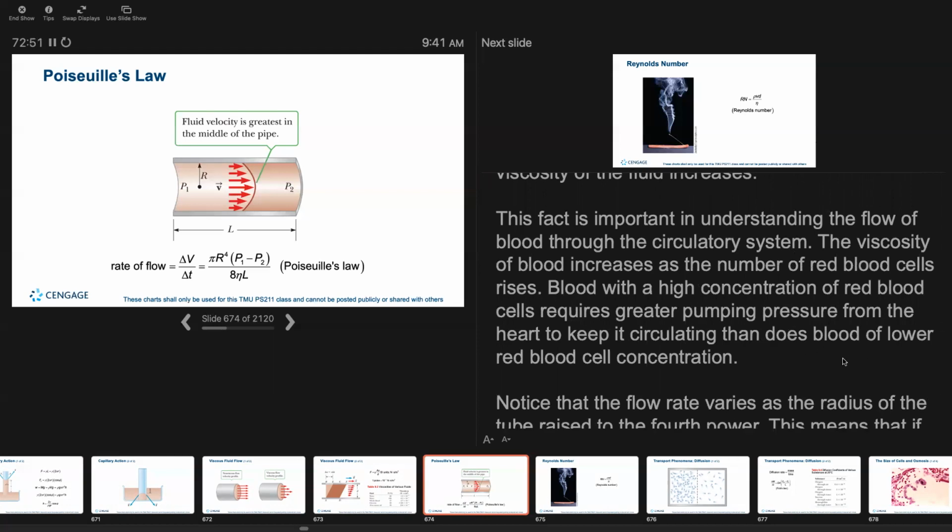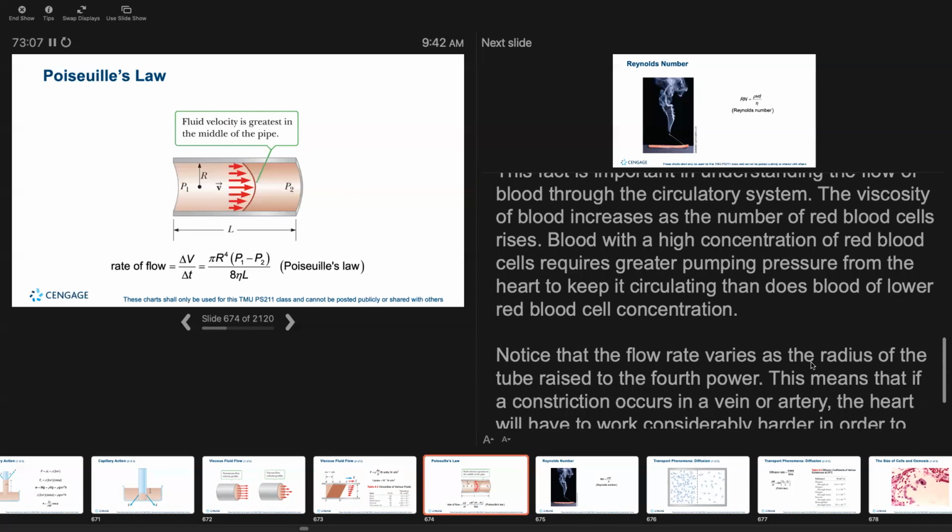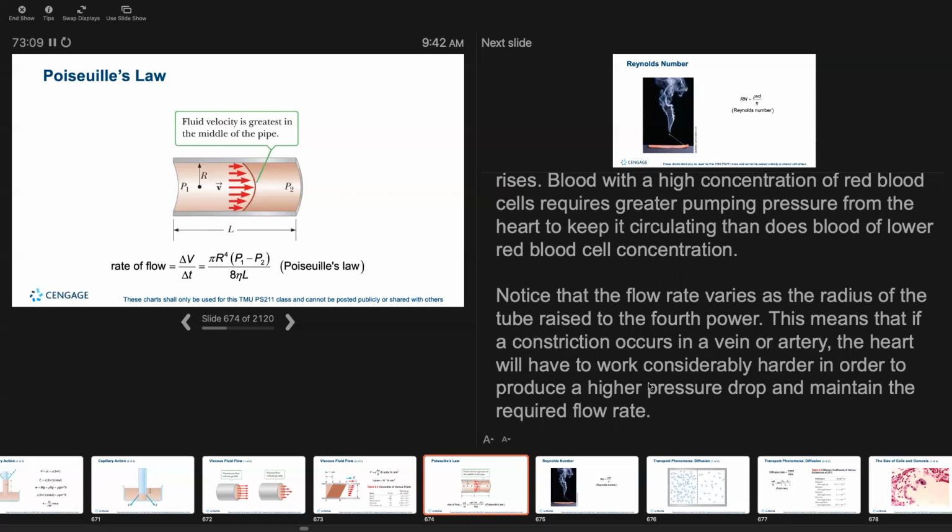The viscosity of blood increases as the number of red blood cells rises. Blood with a high concentration of red blood cells requires greater pumping pressure from the heart to keep it circulating than does blood of lower red blood cell concentration. Notice that the flow rate varies as the radius of the tube raised to the fourth power. This means that if a constriction occurs in a vein or artery, the heart will have to work considerably harder in order to produce a higher pressure drop and maintain the required flow rate.